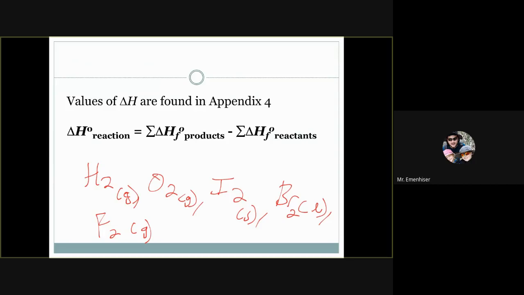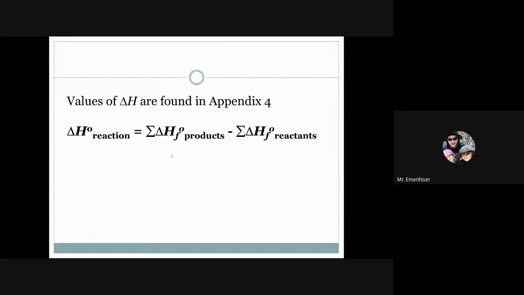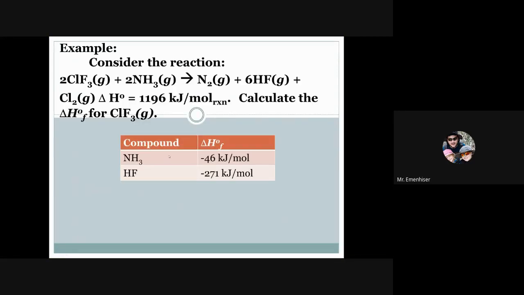These are all pure elements, and the delta H for formation for each of these would be 0. Or if we had a solid metal like zinc or iron, then that's a pure element, and the delta H would be 0. Okay, so let's try this one. This is one that we did together, but I want to do it again.